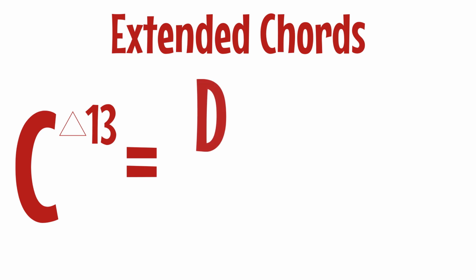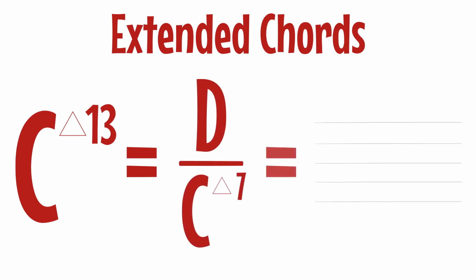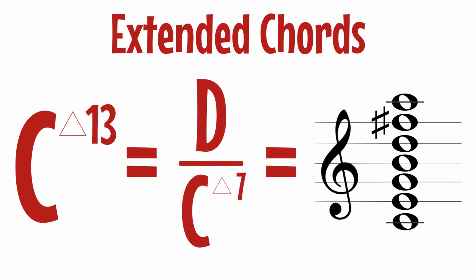Here are other examples of specific extended chords. A major 13th chord is composed of a major triad over a major 7th chord. The major 13th chord sounds like this.